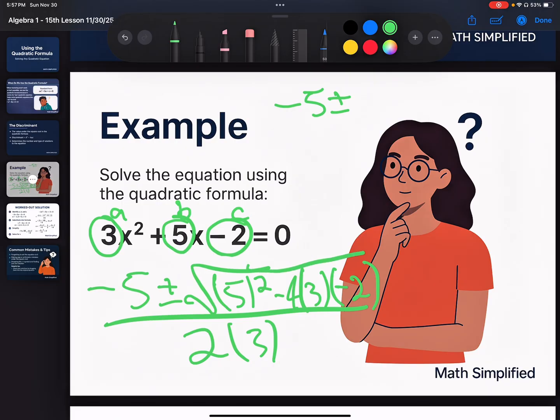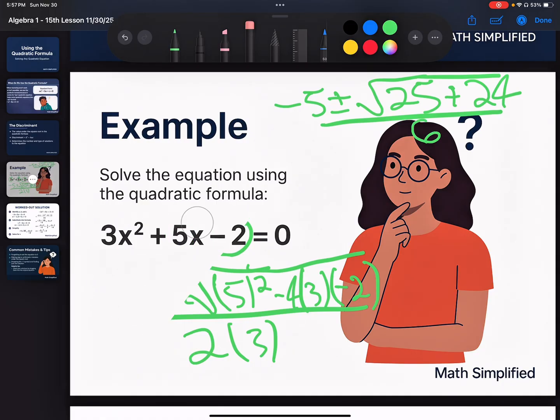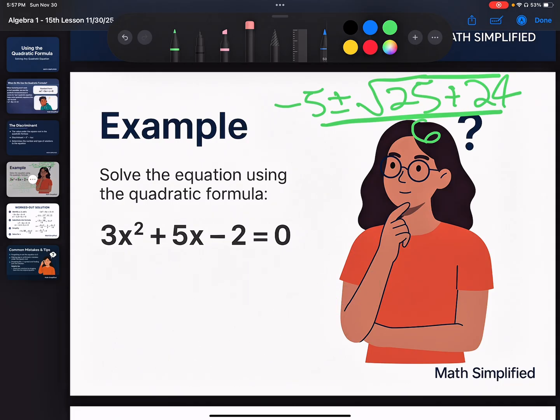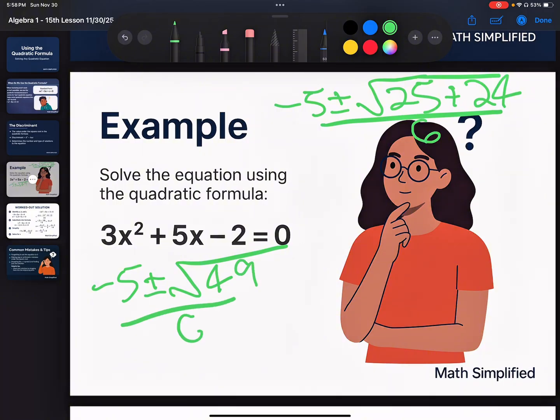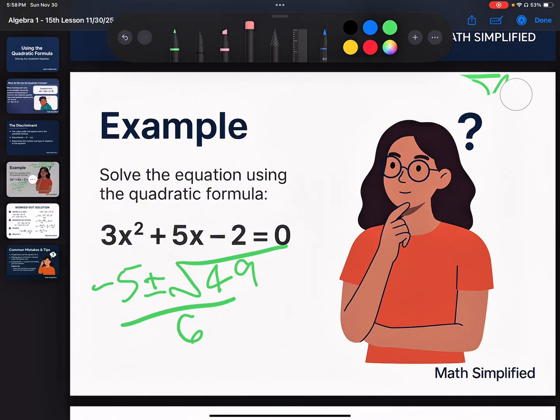So then we have 25 inside, because 5 squared is 25, minus 4 times 3 times -2. That would be -12 times -2, which is 24. And then divided by 2a, which is 6 there. So then afterwards, I'm going to erase this quickly. Sorry, guys. So then -5 plus or minus, we have 49 afterwards, with 25 plus 24, divided by 6.